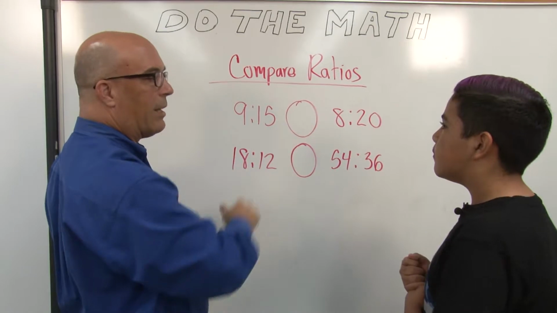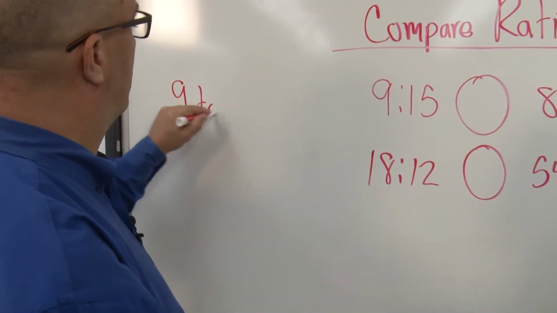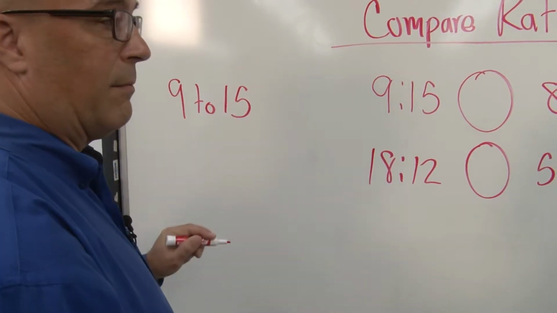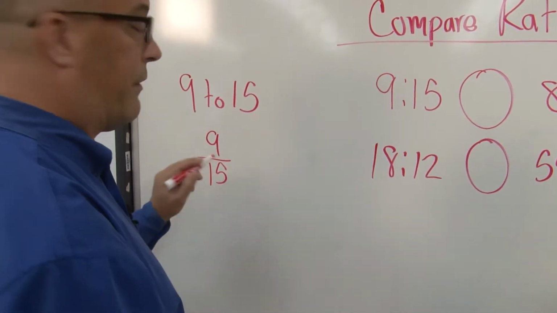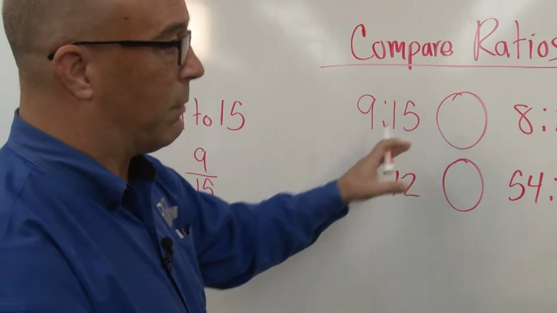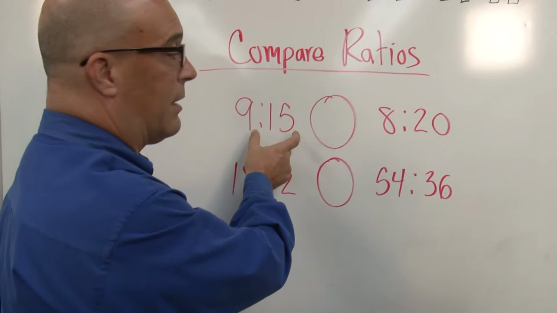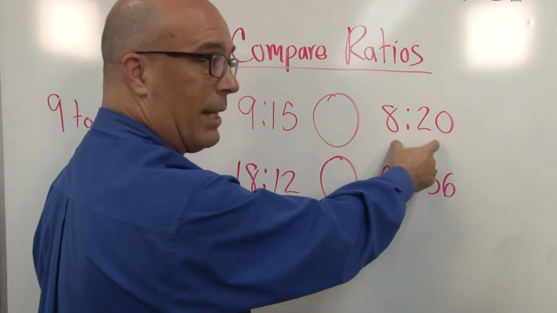So this is one way to write ratios. We could also go 9 to 15, okay? Or we could go 9 to 15. There's a bunch of different ways to write ratios, okay? And we just want to compare them. We want to see, is this one greater than, less than, or equal to 8 to 20?